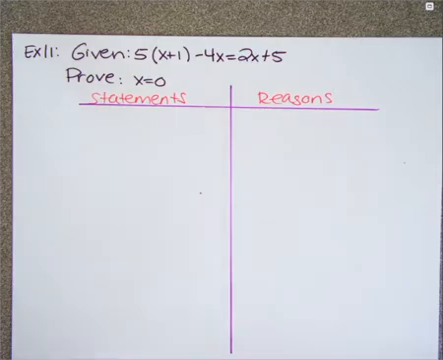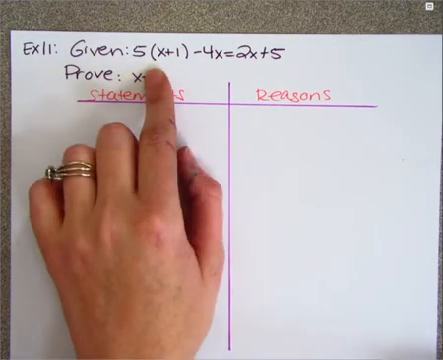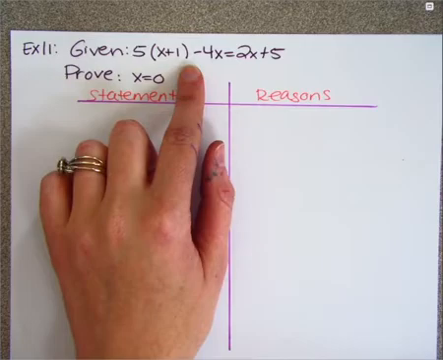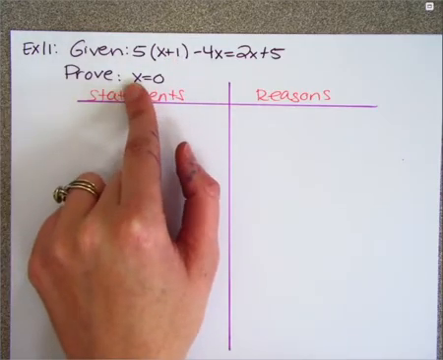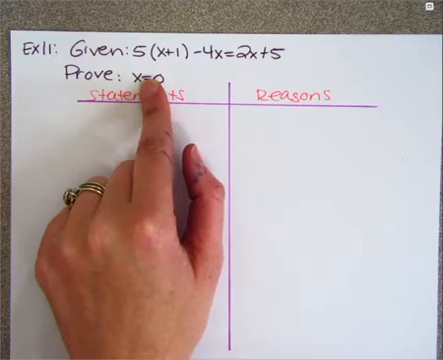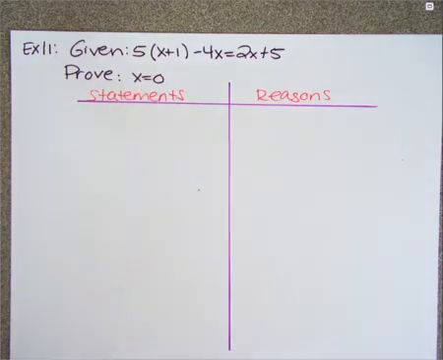So, we are given that 5 times x plus 1 minus 4x equals 2x plus 5. And we're trying to prove, after we solve for x, that x will equal 11. All right, you guys, I'm already pumped up.